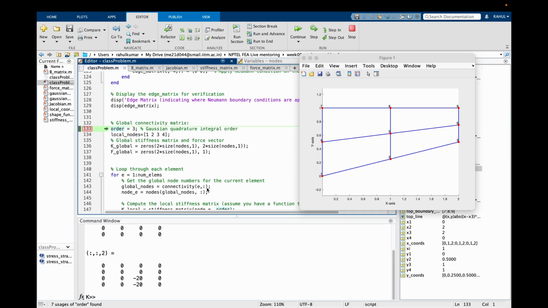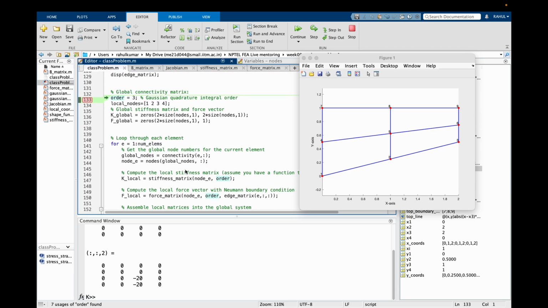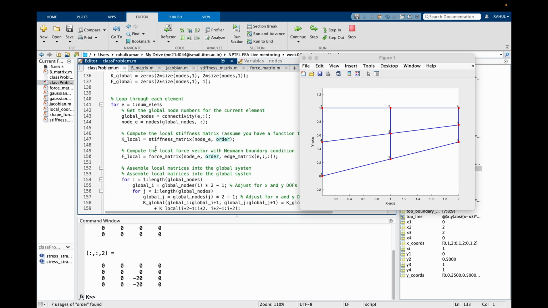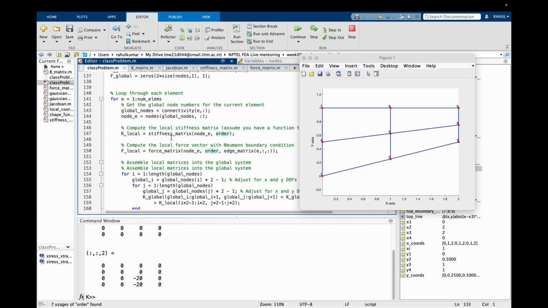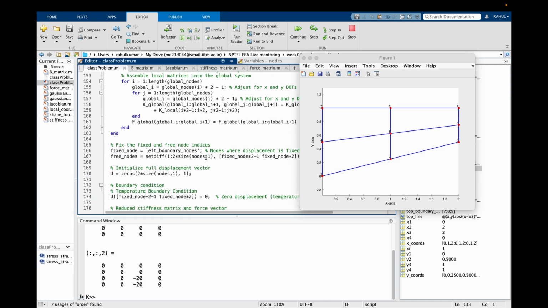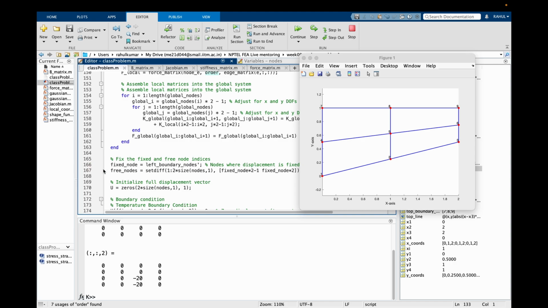Now if we move to the main core of our code, here I have initialized k global and f global, then it will go into the stiffness matrix and calculate. Let's run this code till this point.